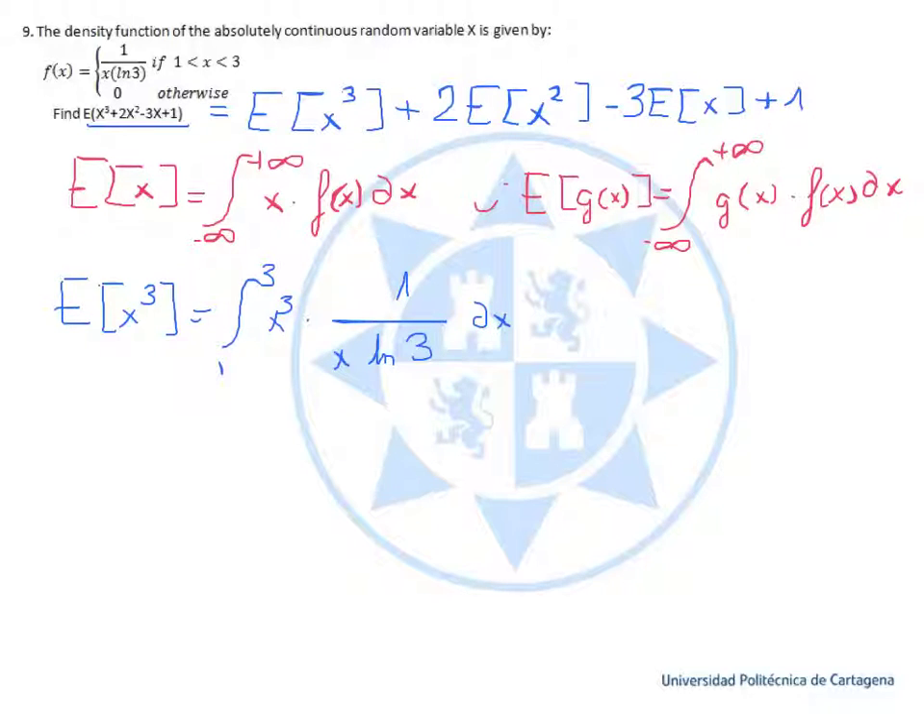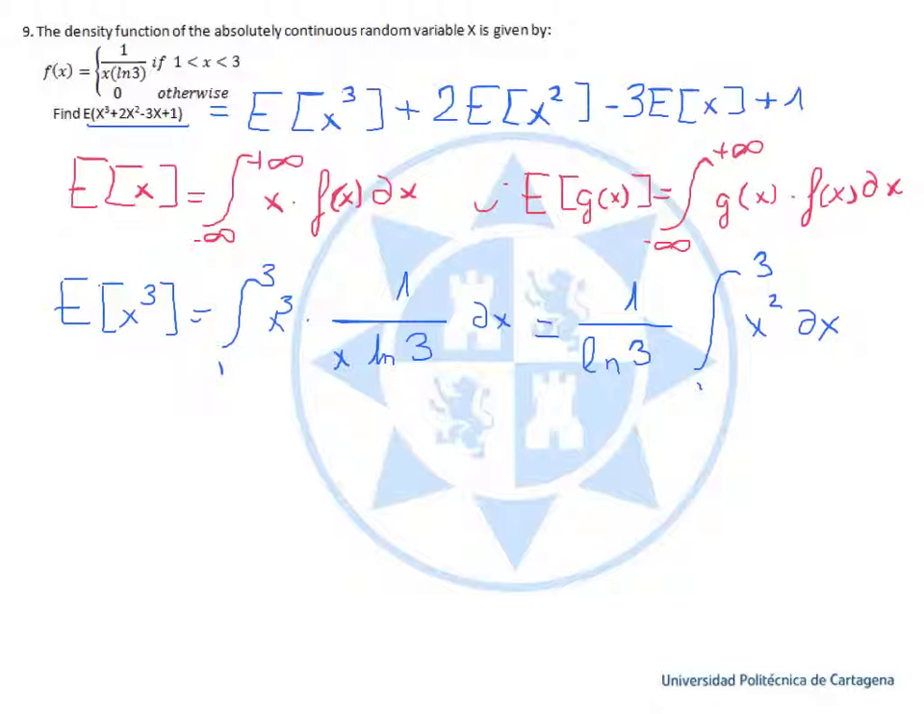So the expected value of x raised to the power of 3 is equal to the integral from 1 to 3 of x raised to the power of 3 multiplied by 1 divided by x logarithm of 3. Take a look, we've multiplied by x raised to the power of 3 as we are calculating the expected value of x raised to the power of 3. So as it can be seen, we are using this expression to calculate this part of the expected value.